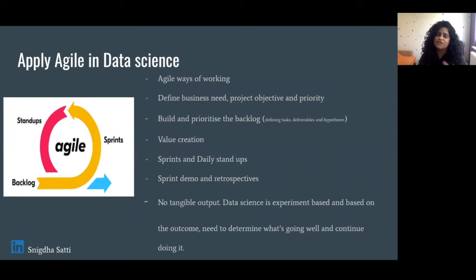Now, how did we do it? How did I even go about applying Agile in data science? The first thing I had to do was get the buy-in. Because the data science team did not believe in Agile. They thought it was a woo-woo thing that everybody talks about, but it doesn't really do anything, because they hadn't worked with it. It's the nervousness around this unknown thing.